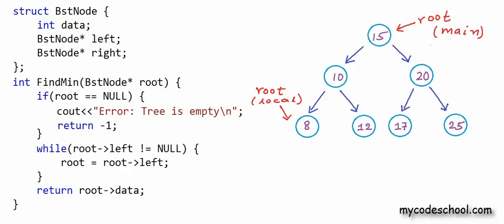The logic for finding maximum is similar. The only difference will be that instead of going left, we will have to go right all the time. I leave it for you to implement. Let's now see how we can find minimum element using recursion.